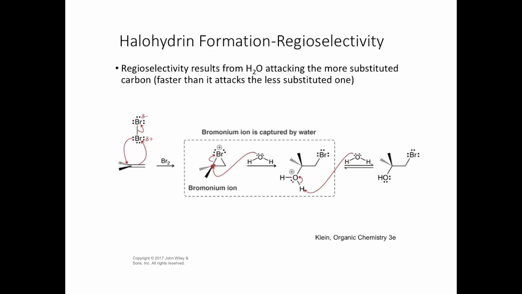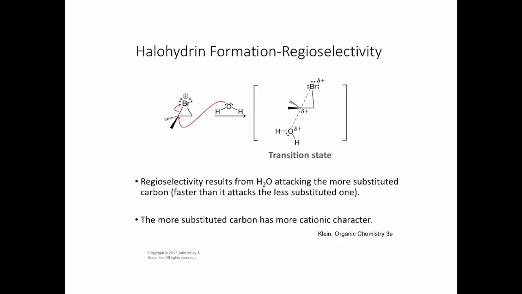So here we see this difference in carbon substitution, and water is going to attack the more substituted carbon of the bromonium. The regioselectivity results from water attacking the more substituted carbon faster than it attacks the less substituted one. And in the transition state, for the step where the water attacks the bromonium ion, the more substituted carbon has more cationic character. In this transition state, this carbon is more electrophilic than this carbon because of that buildup of positive charge. Therefore, the nucleophile, the water, attacks the more electrophilic carbon.